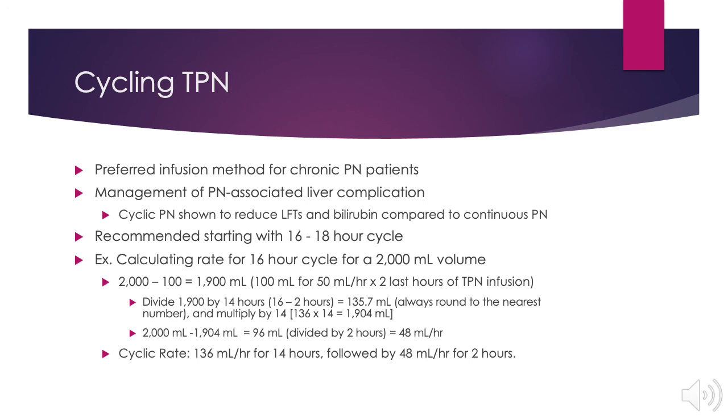You would then proceed to subtract and find the difference, or the remaining mLs in the formula, and this will be the infusion that you would deliver in the remaining 2 hours of the infusion. 96 divided by the last 2 hours, that's how you get 48 mL per hour. In this example, the cyclic TPN should run at 136 mL an hour for 14 hours, followed by a 48 mL an hour rate for the last 2 hours.